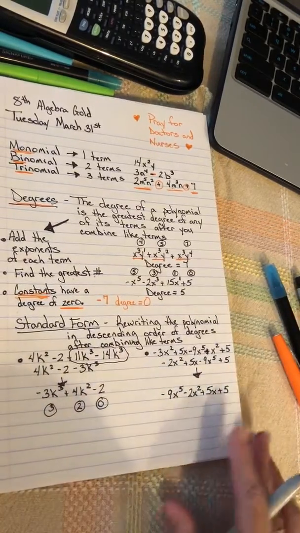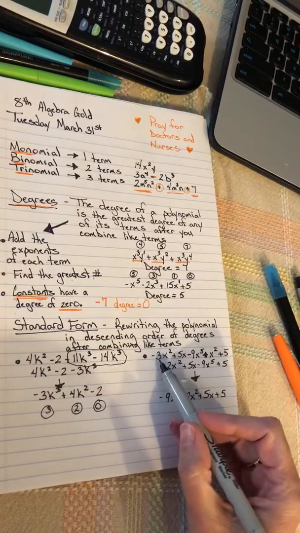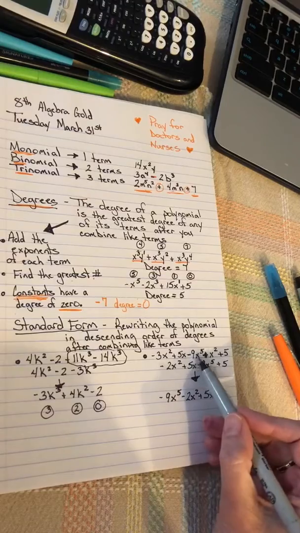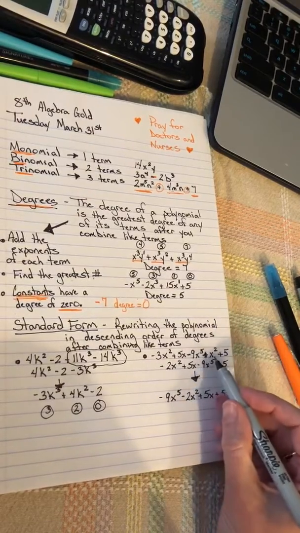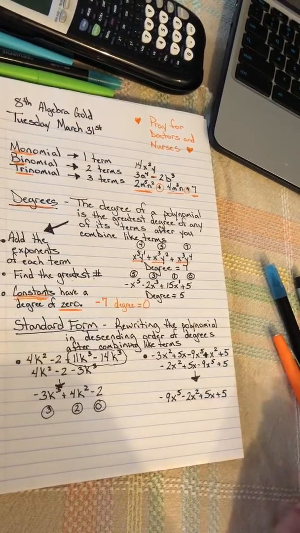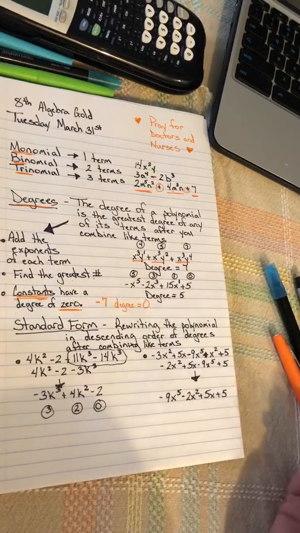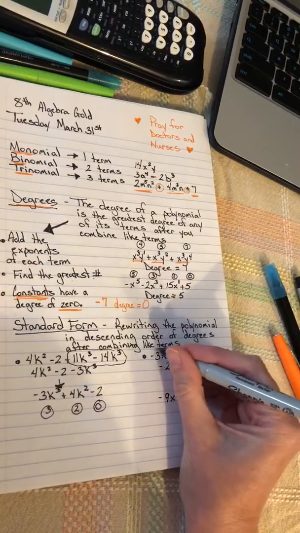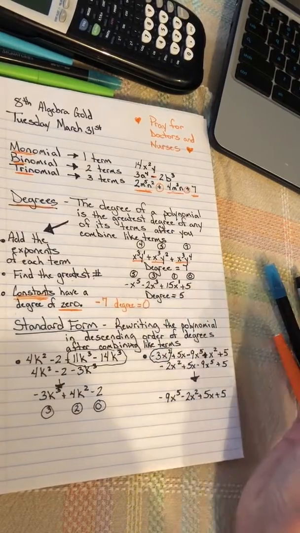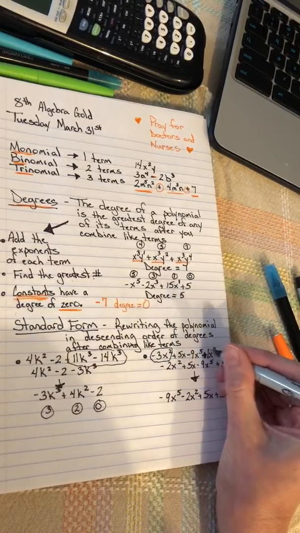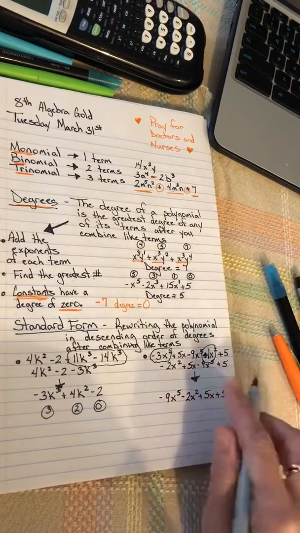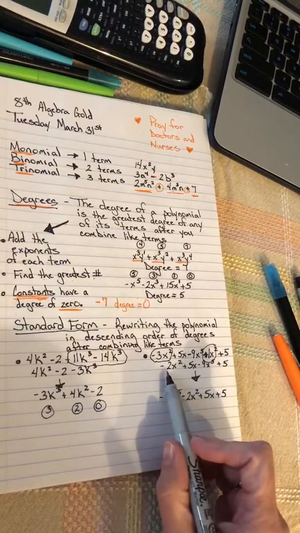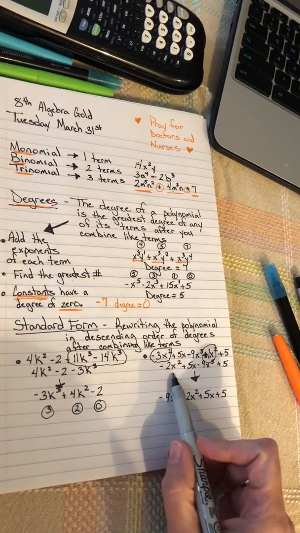Okay, let's do one more example. So negative 3x squared plus 5x minus 9x to the fifth plus x squared plus 5. Okay, first thing you need to do is to combine like terms. So I have a negative 3x squared. Let me put a 1 in here. And I have a plus 1x squared. So I combine them to get negative 2x squared.